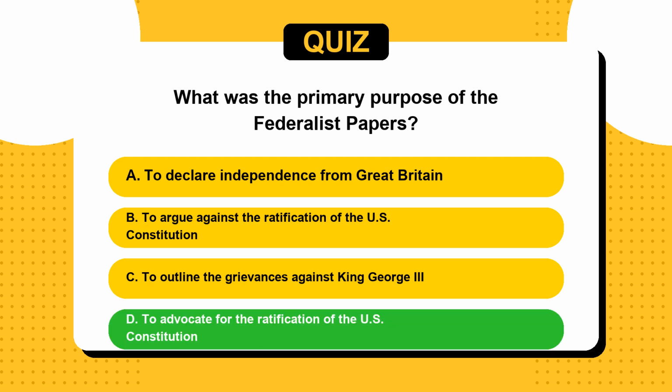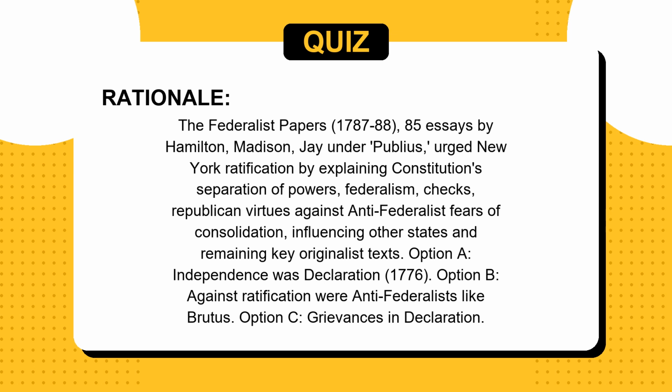The answer is D. The Federalist Papers, 1787–88, 85 essays by Hamilton, Madison, J. under Publius, urged New York ratification by explaining Constitution's separation of powers, federalism, checks, Republican virtues against anti-federalist fears of consolidation, influencing other states and remaining key originalist texts.